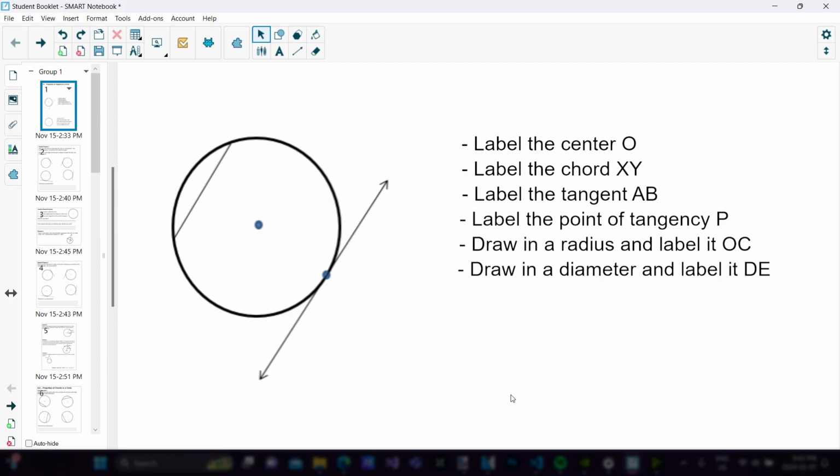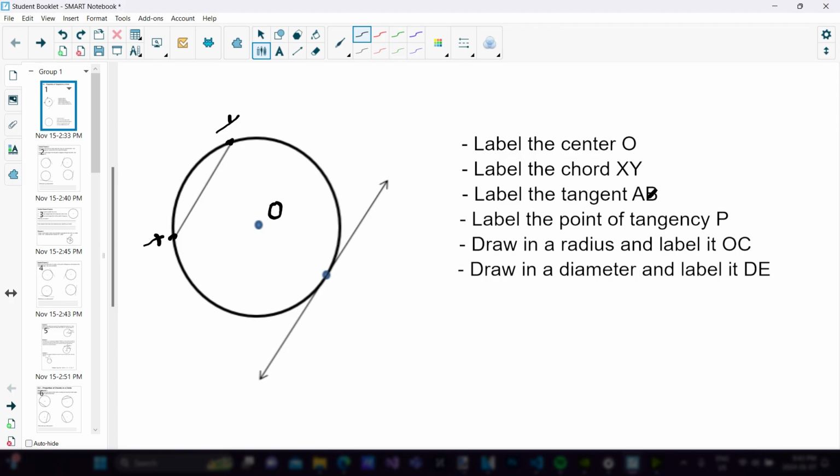So knowing those definitions, let's just complete this diagram here. So the center O is the center of the circle. They're telling us the center is denoted by the letter O, so you can just put an O right there. Label the chord XY. Well, a chord is a line that touches 2 points on a circle. So the only chord I see here is this line right here. So if we're naming the chord XY, that means it goes from point X, this point right here, to point Y, that point right there.